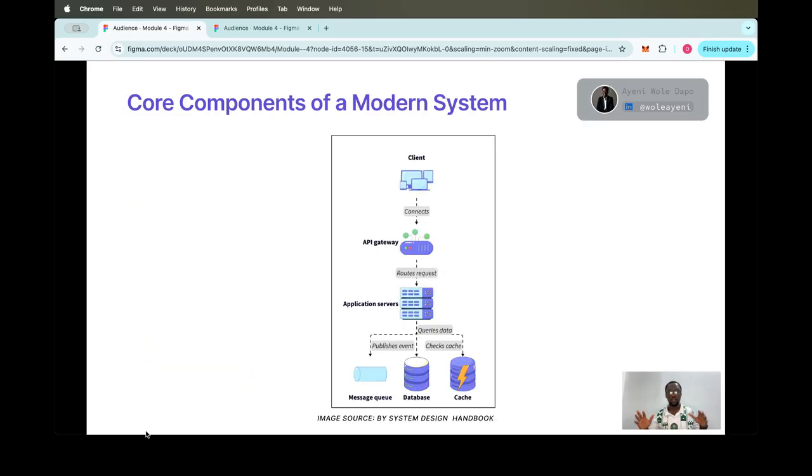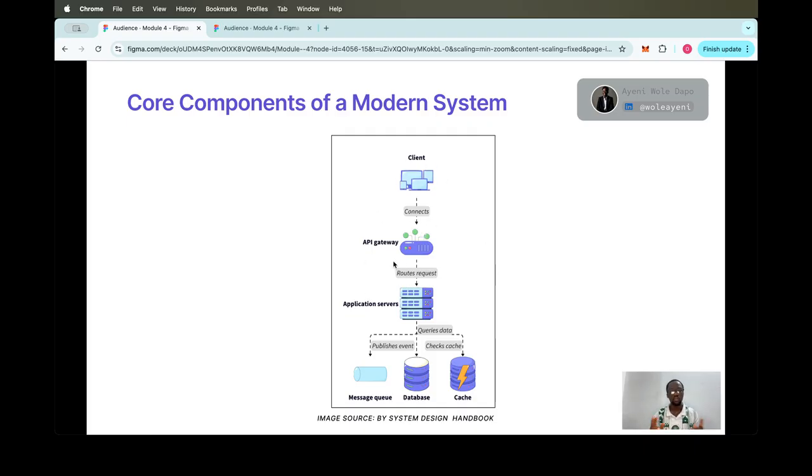Every system out there today has some of these core components in its modern design. What does this architecture do? In reality, you have almost all systems. However, the way they have designed it might be different. But these are core things that will be in modern system design today. You always have a client section. And you also have an API gateway.